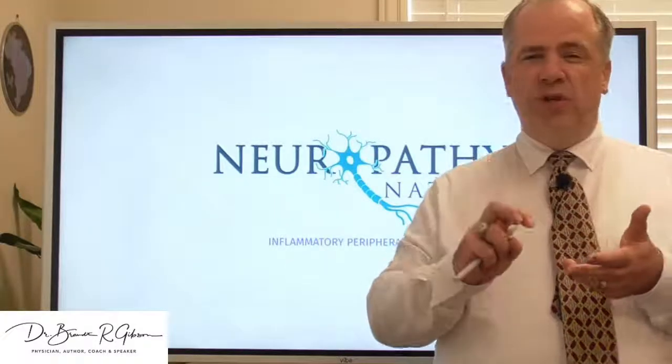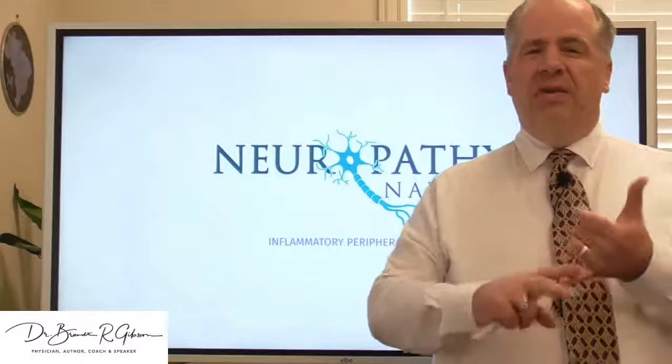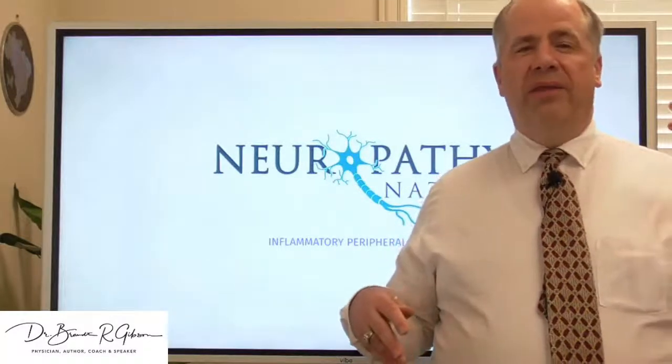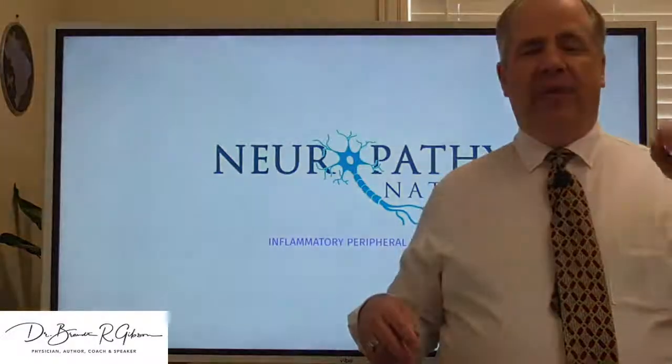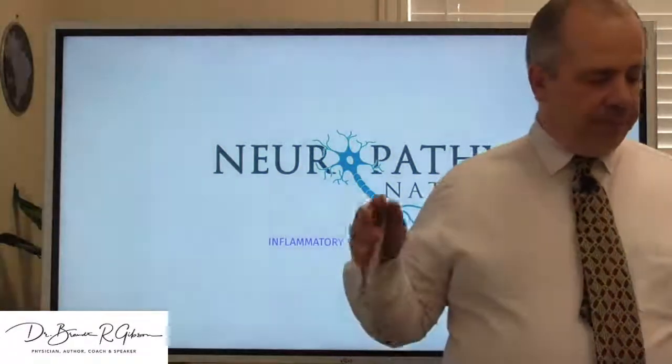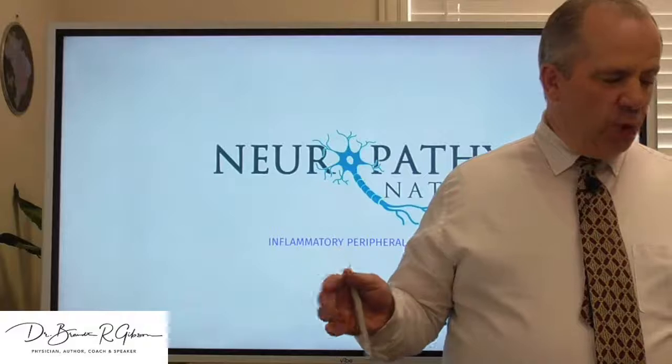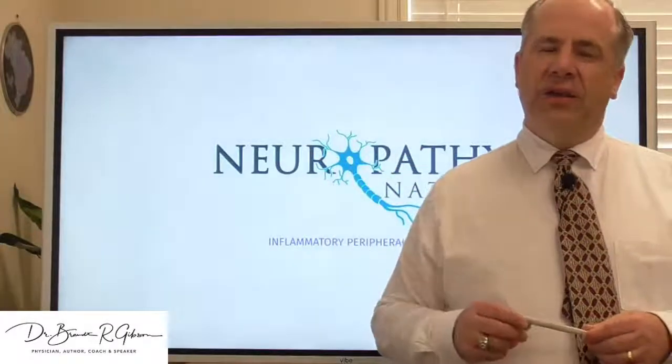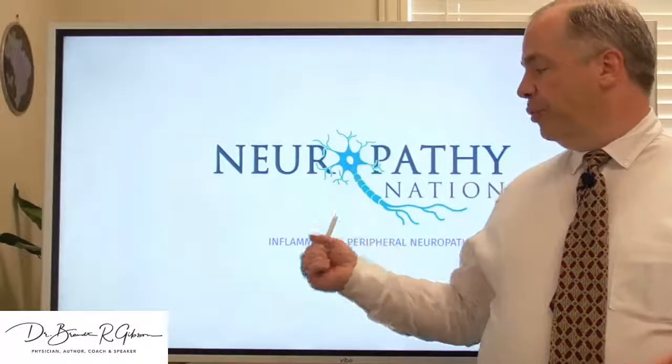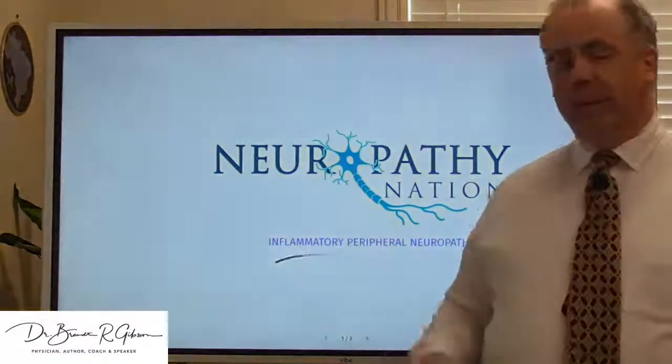Eliminating processed foods and sugars, exercising, drinking the right amount of fluids, taking the right nutrients into the body, including omega-3 and omega-3 rich foods, sleep. All of these will help. And if you do that and you work on fixing the gut bacteria at the same time, you can reduce inflammation and you can improve inflammatory peripheral neuropathy.